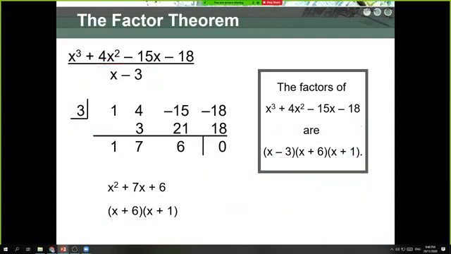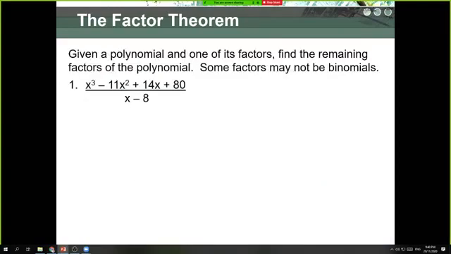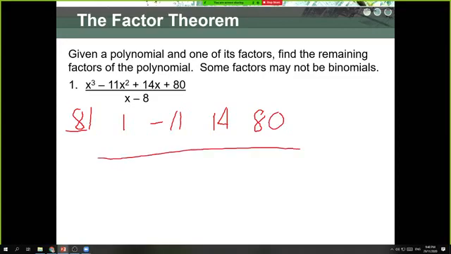Now let's have more examples. This one. What if I'm going to divide the polynomial by x minus 8? So doing synthetic division, I'm going to be having positive 8 here. I'm going to have 1, negative 11, positive 14, and you have 80 there. So let's bring down 1.